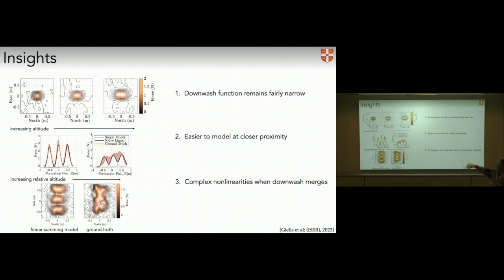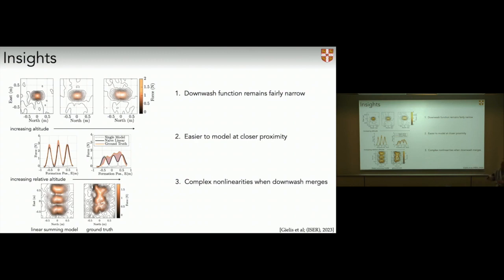So this is an error plot for movement around the sufferer drone at, I think, 30 centimeters, and the second plot is about 3 times that distance. And you can see how the ground truth starts to deviate significantly from the naive linear and single model.